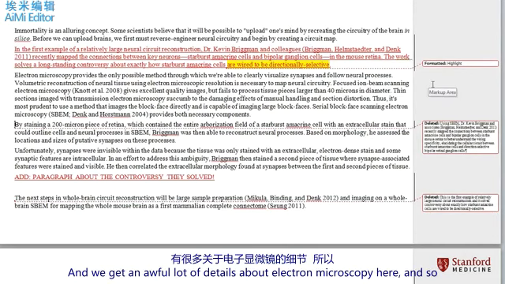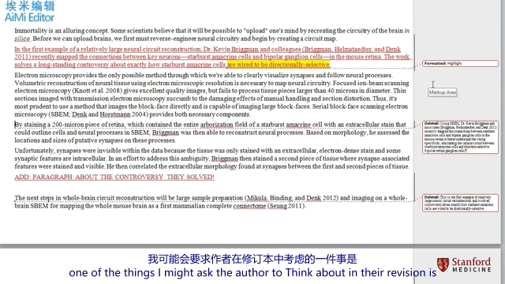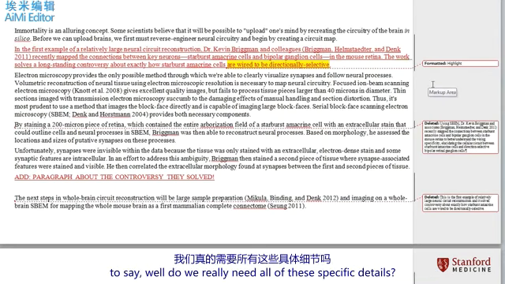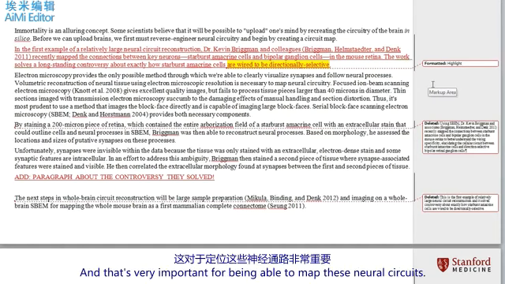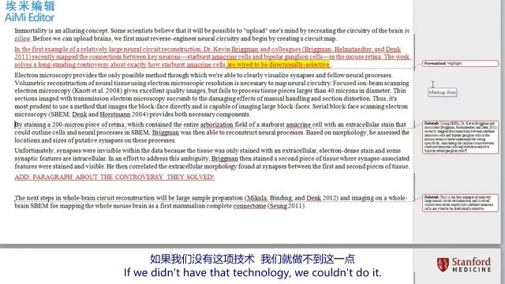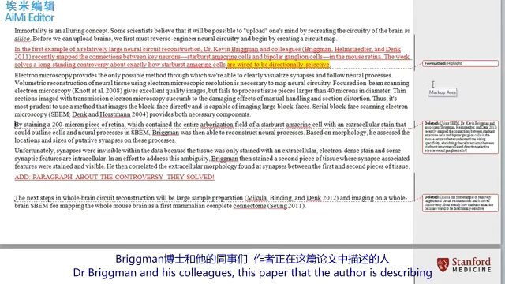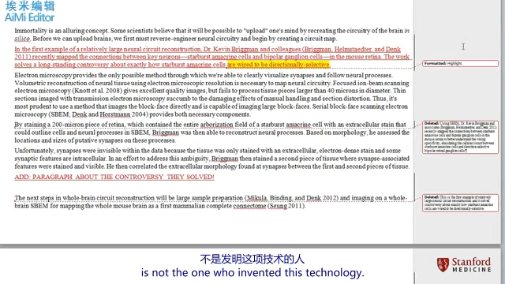Now we get an awful lot of details about electron microscopy here, and so one of the things I might ask the author to think about in their revision is to say, well, do we really need all of these specific details? So there's a particular type of electron microscopy, this serial block face scanning electron microscopy. And that's very important for being able to map these neural circuits. If you didn't have that technology, you couldn't do it. But Dr. Brigman and his colleagues, this paper that the author is describing, is not the one who invented this technology.